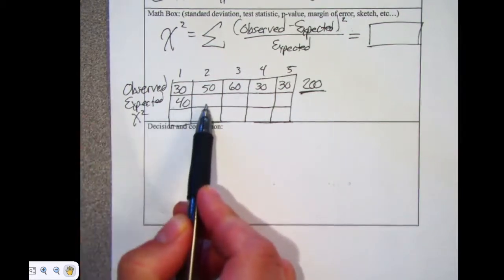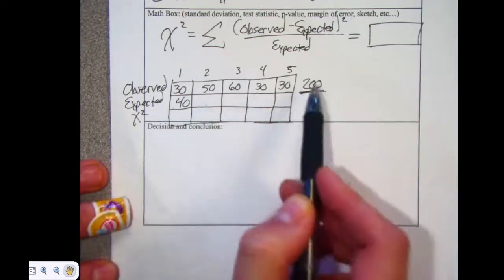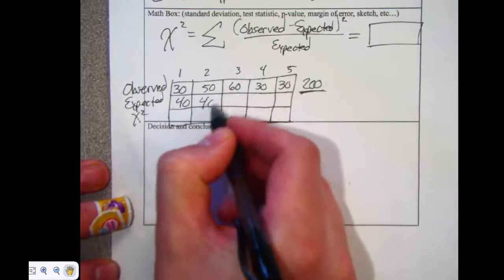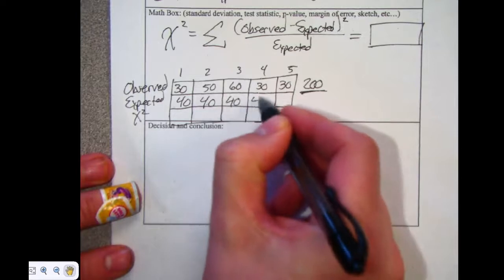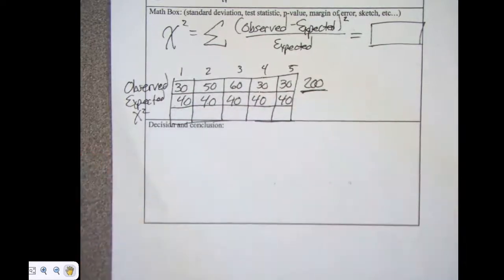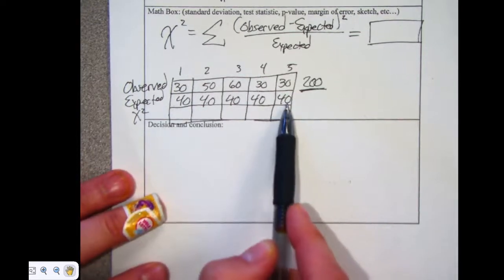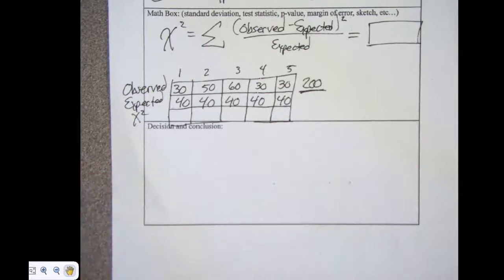What percent would I expect to get 2? It's 20%. 20% of that total 200 is 40. So these are all 40, right? Do you see where I'm getting the number from? Are they always going to be the same? No. But they'll give it to you. These won't always be the same, but you will always have enough information to figure that out.